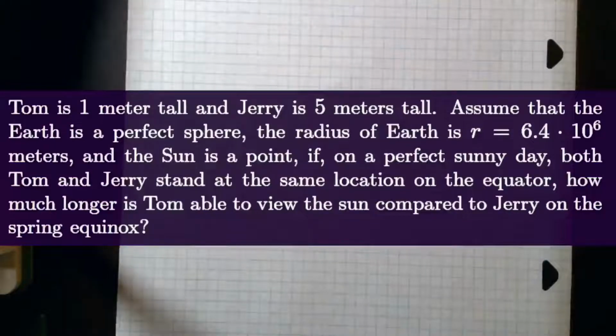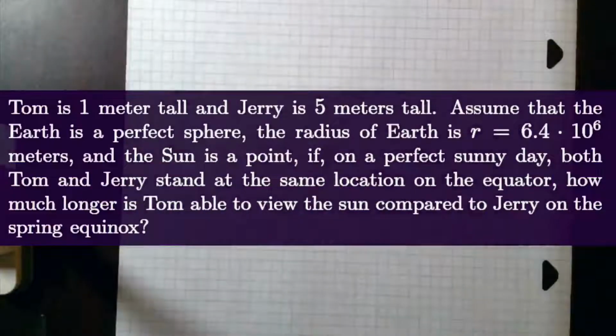Okay, so the problem statement tells us that Tom is 1 meter tall and Jerry is 5 meters tall, and they are on the Earth, which is a perfect sphere. The radius of the Earth is a really big number, and the Sun, we can assume that it's a point, which it kind of is because it's really far away. Tom and Jerry are standing on the equator at the same spot, and we want to see what difference in times they are able to view the Sun.